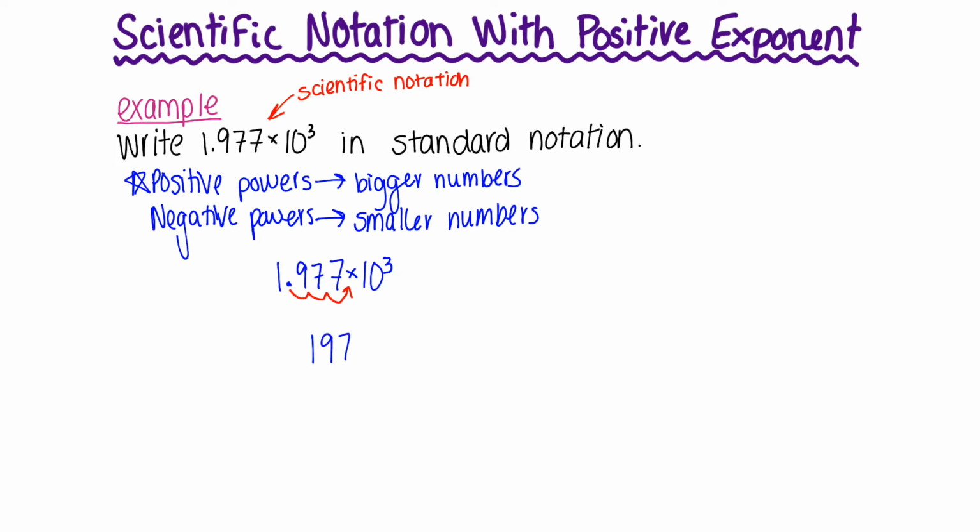So I would have 1977, and technically there'd be a decimal point here, and you could put a 0 if you wanted, but it's unnecessary if you don't have anything after it. You would just have 1977, and that is your answer in standard notation.